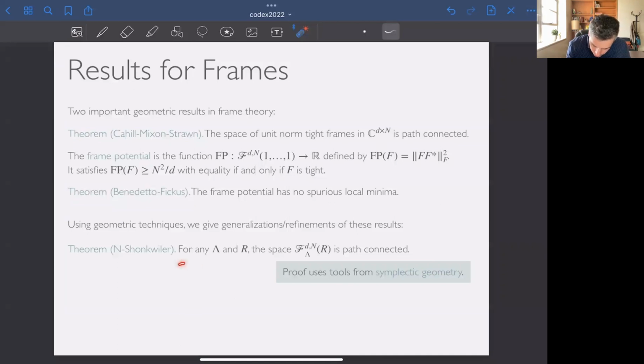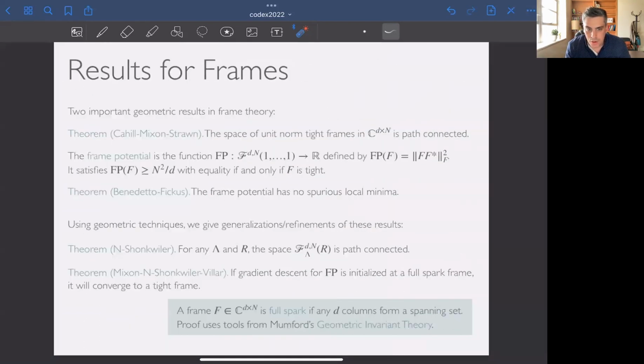So this generalizes, at least in the complex case. Of course, I should mention that the Cahill, Mixon, and Strawn result also considers frames in R^(D by N), which is harder, and our symplectic techniques at least don't really work in the real case. But the proof here uses symplectic geometry, and the idea is that using this high level differential geometry perspective, the proof becomes easier in some sense, depending on how many weird geometric facts you're willing to swallow.